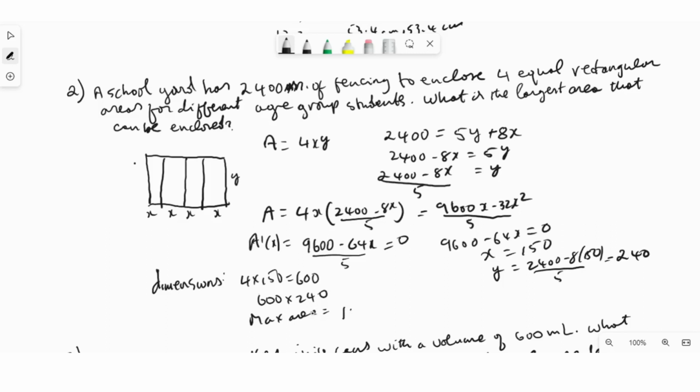144,000 centimeters squared. Okay, that's for this question here.